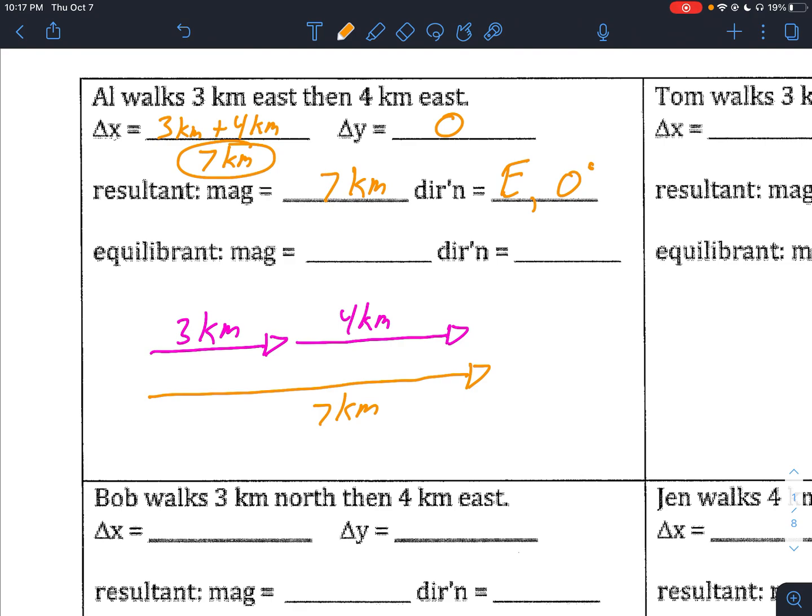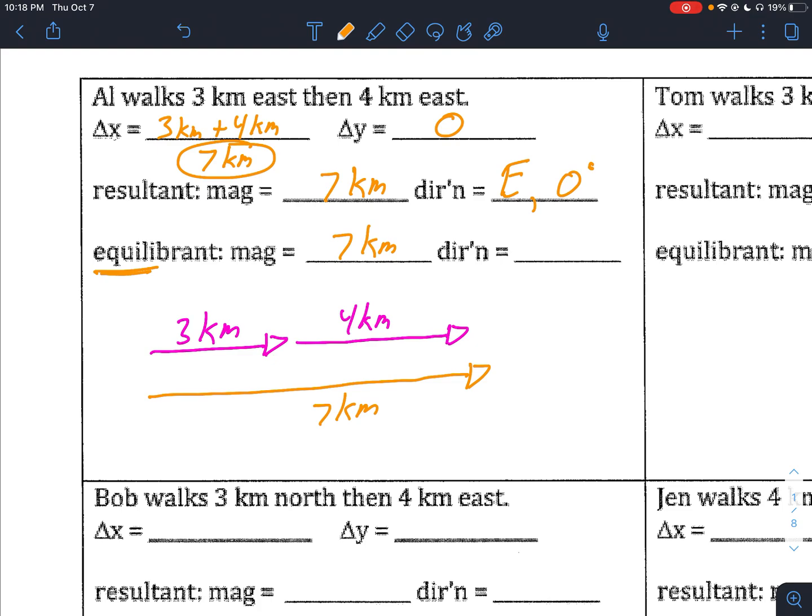The equilibrium, the root word equal. So this is going to be the same magnitude, and I've thought through years of taking this off and not teaching you the equilibrium because there isn't a big need for it in physics, but I thought it was still important in that, in this case, let's say you have Al, he walks 7 kilometers east, he goes into a building, he gets disoriented, he comes back out, and he doesn't know how to get back home.